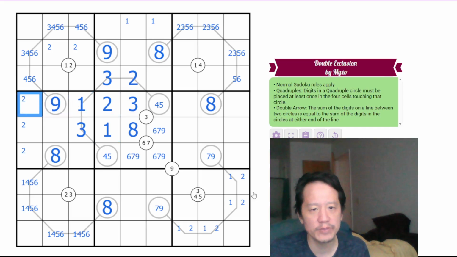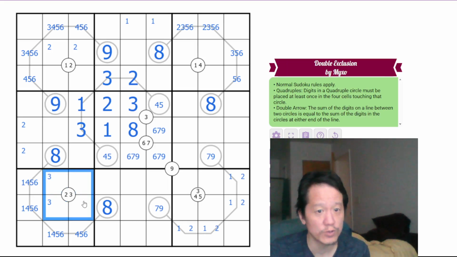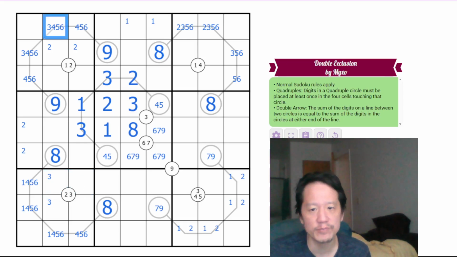So this can't be 2 anymore here. This 2 eliminates that from being a 2, so this can't be 2 here. This can't be 1 because of this 1. This can't be 3 here because of this 3. So one of these 2 digits must be a 3 to surround the quad circle here. That 3 here eliminates that from being a 3.